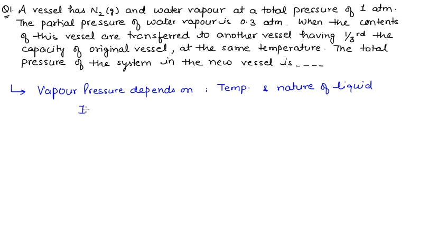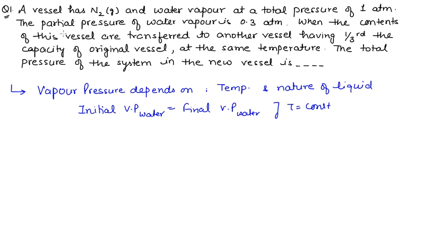Okay, so we can say that initial vapor pressure of water is equal to final vapor pressure of water if temperature is constant. Okay, so that's the main point in this question, that the vapor pressure of a liquid does not change as long as the temperature and nature of liquid are not disturbed.